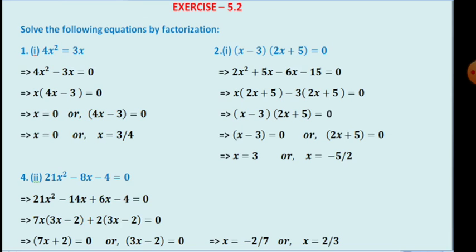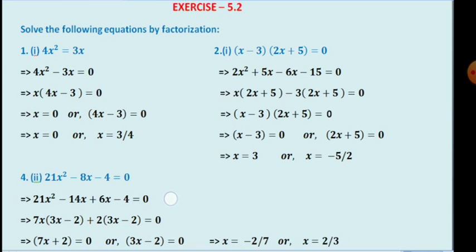So what we'll do is multiply 21 into 4, that is 84. Factorize it, and by factorizing we have got 14 and 6. So 14 times 6 is 84. Now if I write minus 14 plus 6, that will give us minus 8. So here we have written it as 21x squared minus 14x plus 6x minus 4 equals 0.